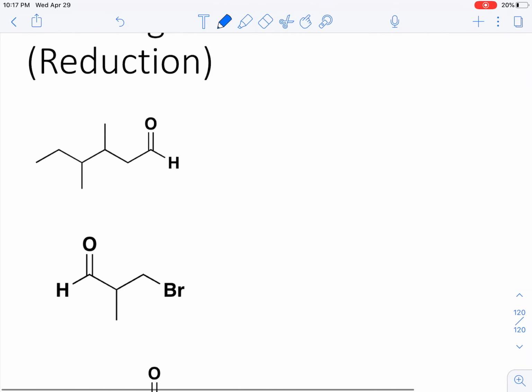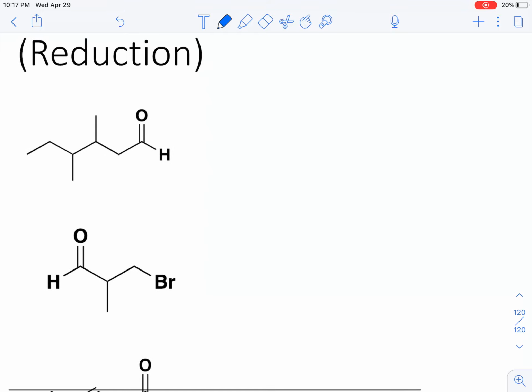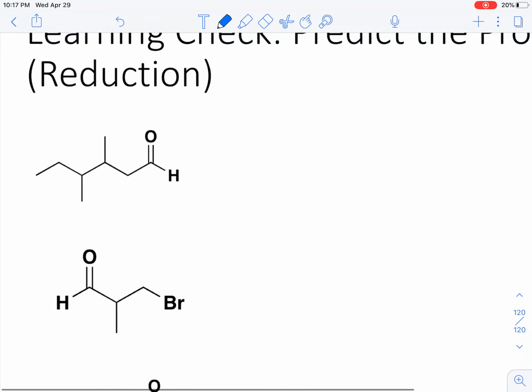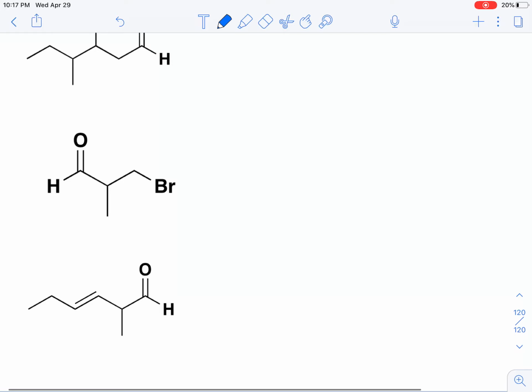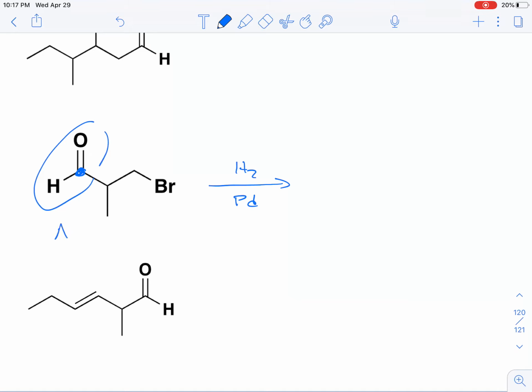All right. And so I'm just going to do a couple more here. Maybe I'll just do the last two just to demonstrate the point. And so here, if I treat this with H2Pd, if I look at my functional group, I have an aldehyde. And so if I have an aldehyde and I'm trying to reduce it, the product that I'm going to get is a primary alcohol.